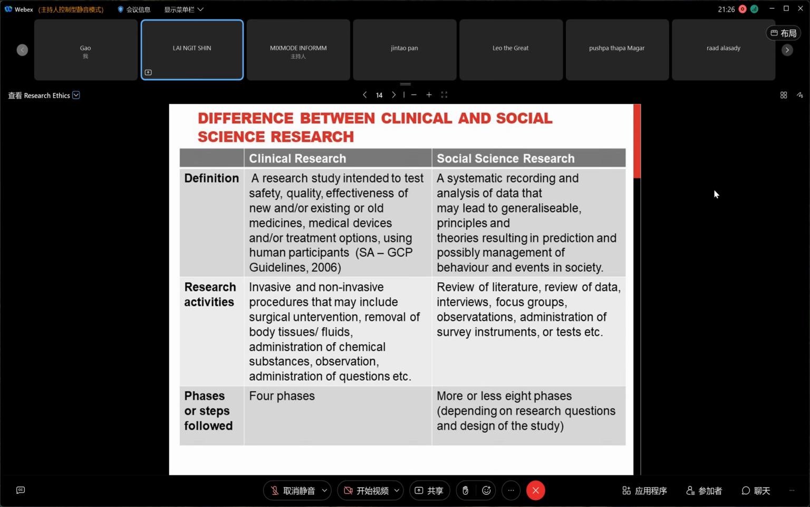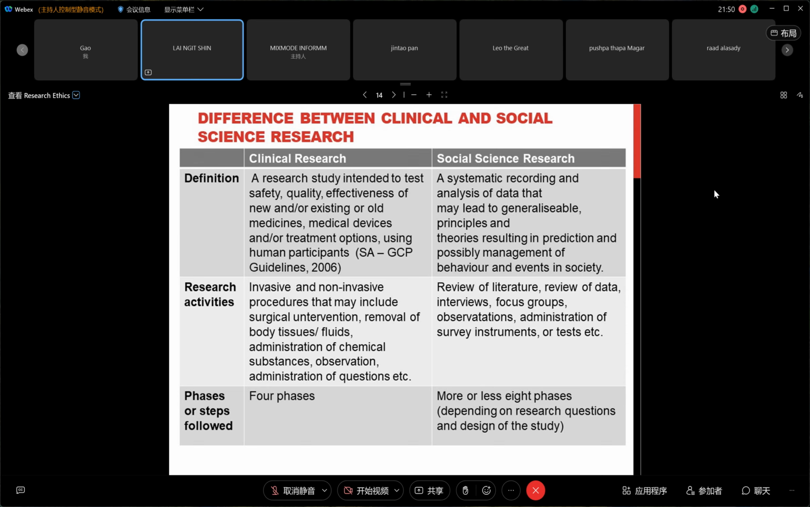Social science research usually involves systematic recording and analysis of data that may lead to generalizable principles and theory, resulting in prediction and possible management of behavior and events of this kind. This is usually something like a survey. Probably you give a survey form. This is common, a survey form after maybe a question.